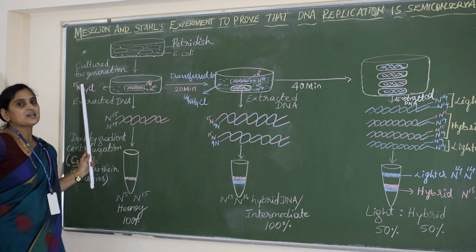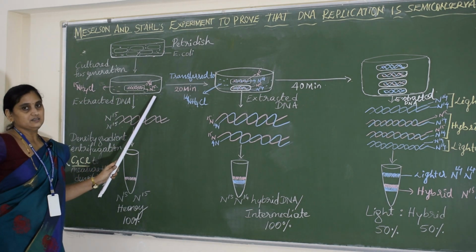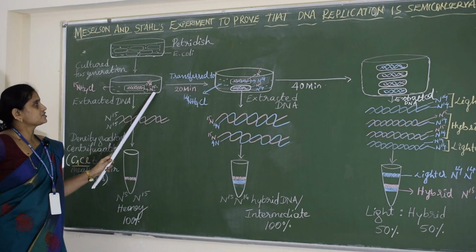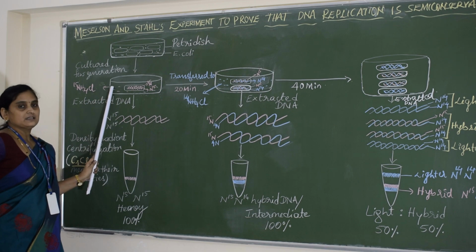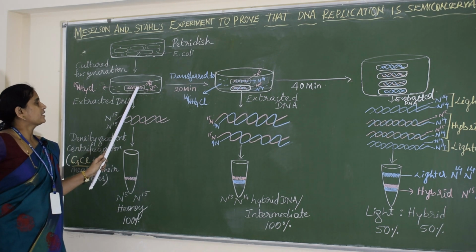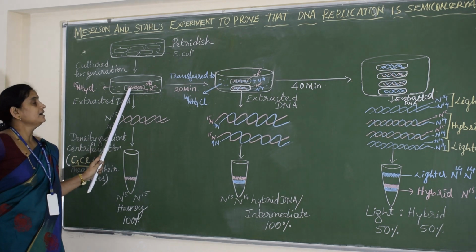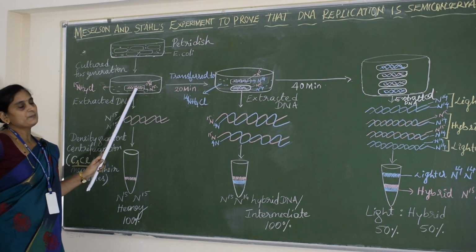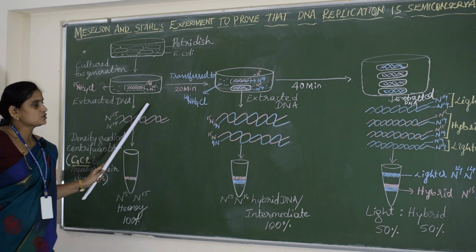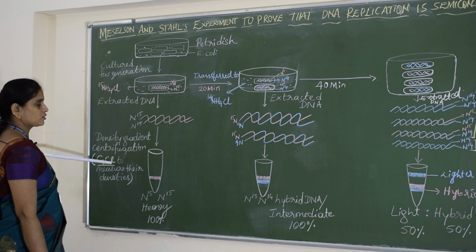N15 is a heavy isotope of nitrogen, and in this medium the bacteria were grown for many generations. After many generations, this was the only source of nitrogen for the growing bacteria, and the nitrogen bases in their entire DNA were made up of N15. Some of these bacteria were taken, and their DNA was isolated and extracted, then centrifuged using cesium chloride solution.